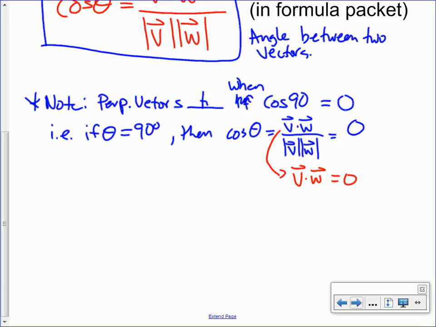Yes. What's that? What's up? What? Oh, yeah, this is the perpendicular side. Here.